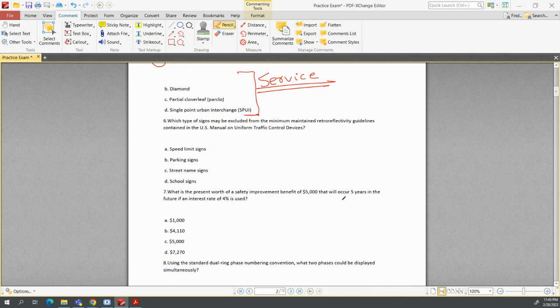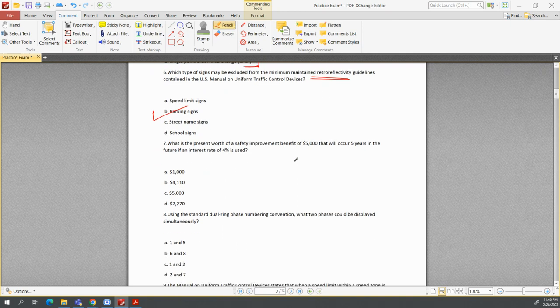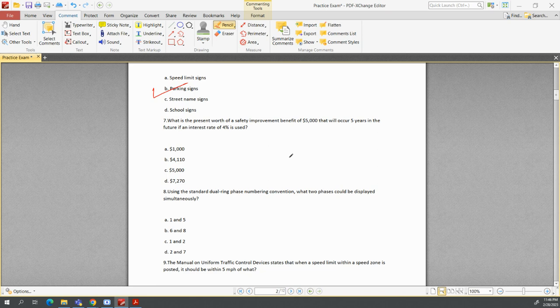Okay, so let's move to the next question. Which type of signs may be excluded from the minimum maintained retroreflectivity guidelines contained in the US Manual, basically the MUTCD? All right. So what signs can be excluded from the retroreflectivity guidelines? Speed limit signs, parking signs, street name signs, school signs. This will be parking signs. Okay. So you can exclude parking signs from minimum retroreflectivity guidelines in the MUTCD. So these are direct questions. You need to know these answers.